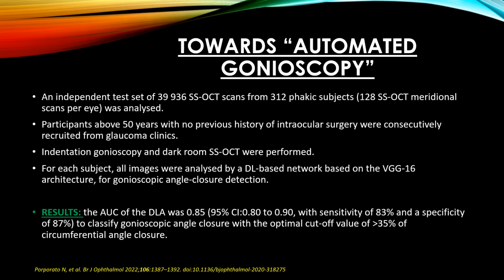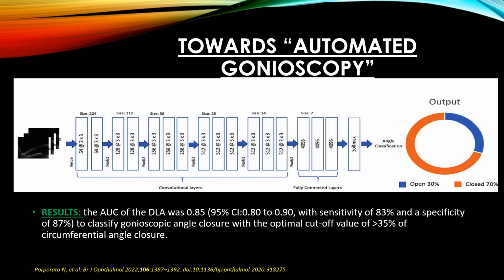So the results were that the area under the curve of the deep learning algorithm was 0.85 with sensitivity of 83% and specificity of 87% to classify gonioscopic angle closure, with the optimal cutoff value of greater than 35% of circumferential angle closure. So these were the images of the patient taken, and when they were run through the convolutional layers, we were able to find that in 30% of the cases the angles were open, whereas in 70% the angles were closed.